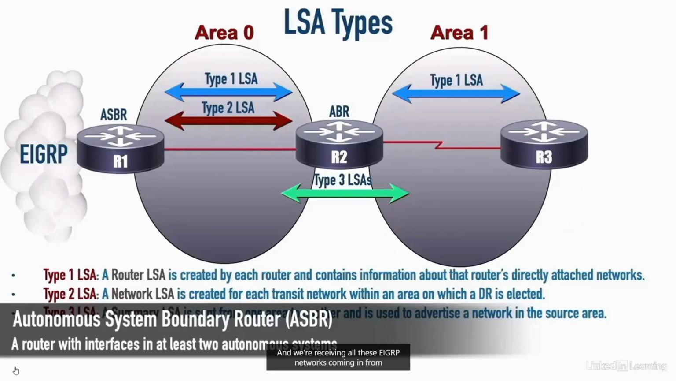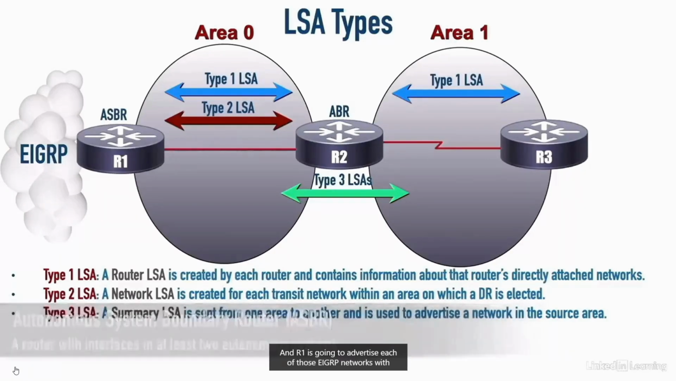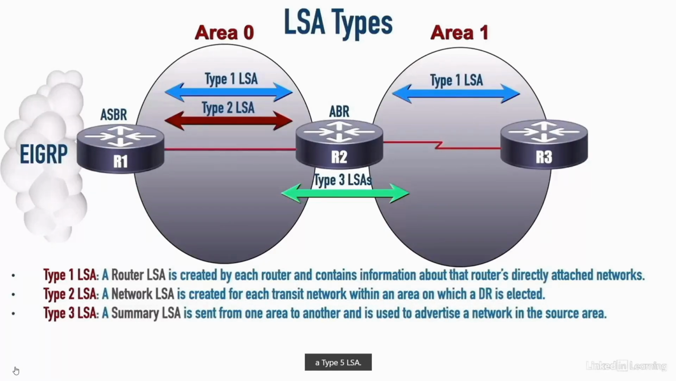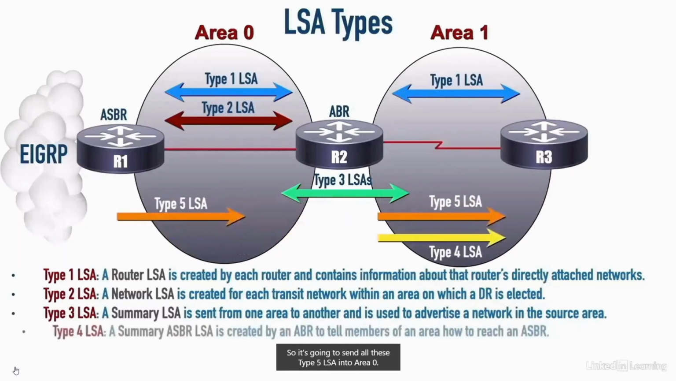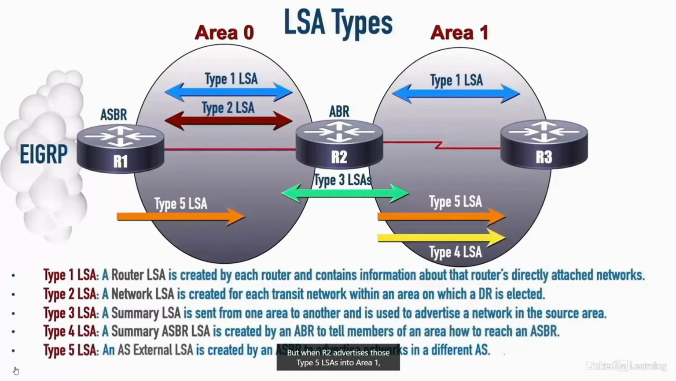And we're receiving all these EIGRP networks coming in from the EIGRP cloud, and R1 is going to advertise each of those EIGRP networks with a Type 5 LSA. So it's going to send all these Type 5 LSAs into Area 0, but when R2 advertises those Type 5 LSAs into Area 1, it needs to include an extra piece of information.